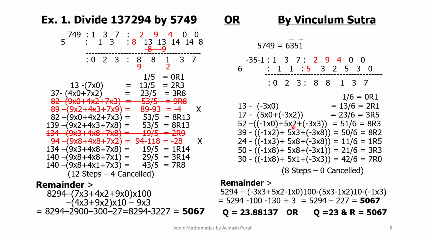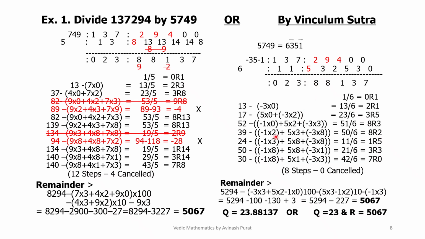So 10 minus 9, so 1. 52 minus 1 is 51 divided by 6, equal to 8 as quotient and 3 as remainder. Now 39 minus 1 into 2 plus 5 into 3 minus 3 into 8.